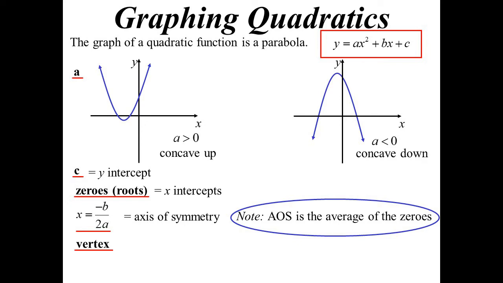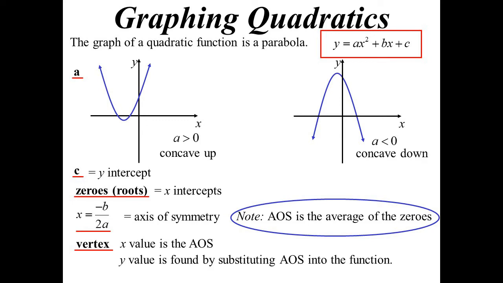Vertex, so the turning point, we know the x value is the axis of symmetry, always lies on the axis of symmetry, sub it into the function, and you'll get the y value.